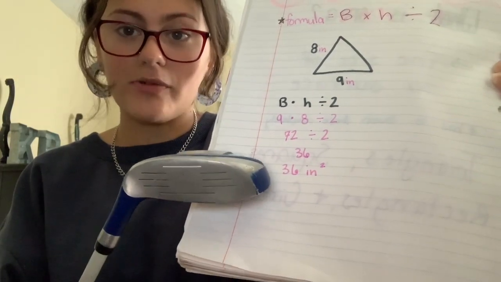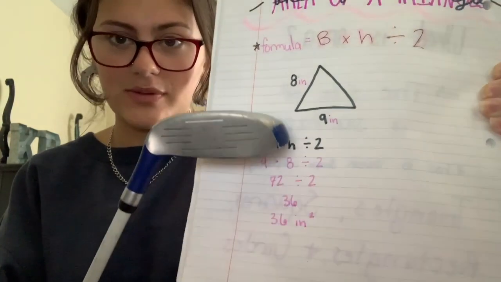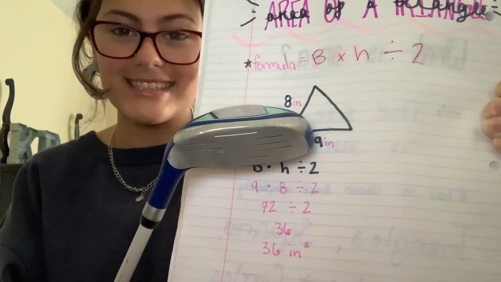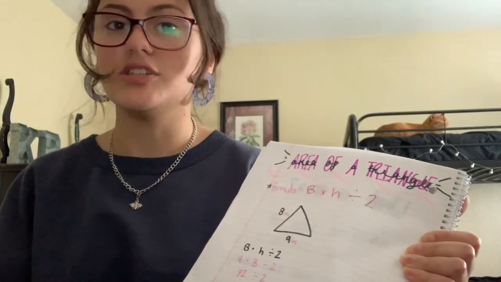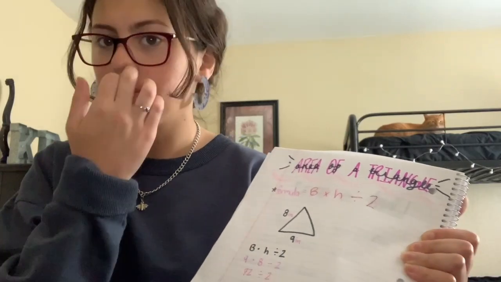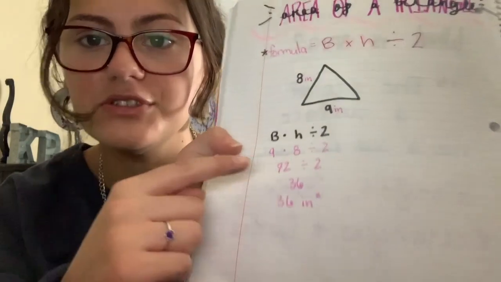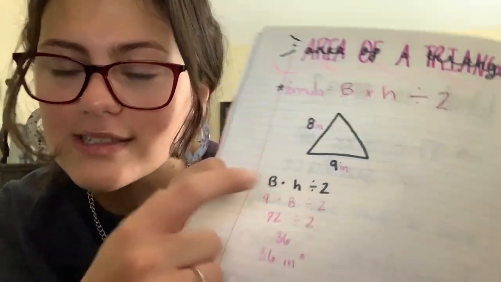So your answer would be 36 inches squared because you have to remember your units. And right here it says inches. And it's squared because you have to cover the whole surface of it. Oh, and you have to divide by 2 in your formula because it's basically half of the triangle.